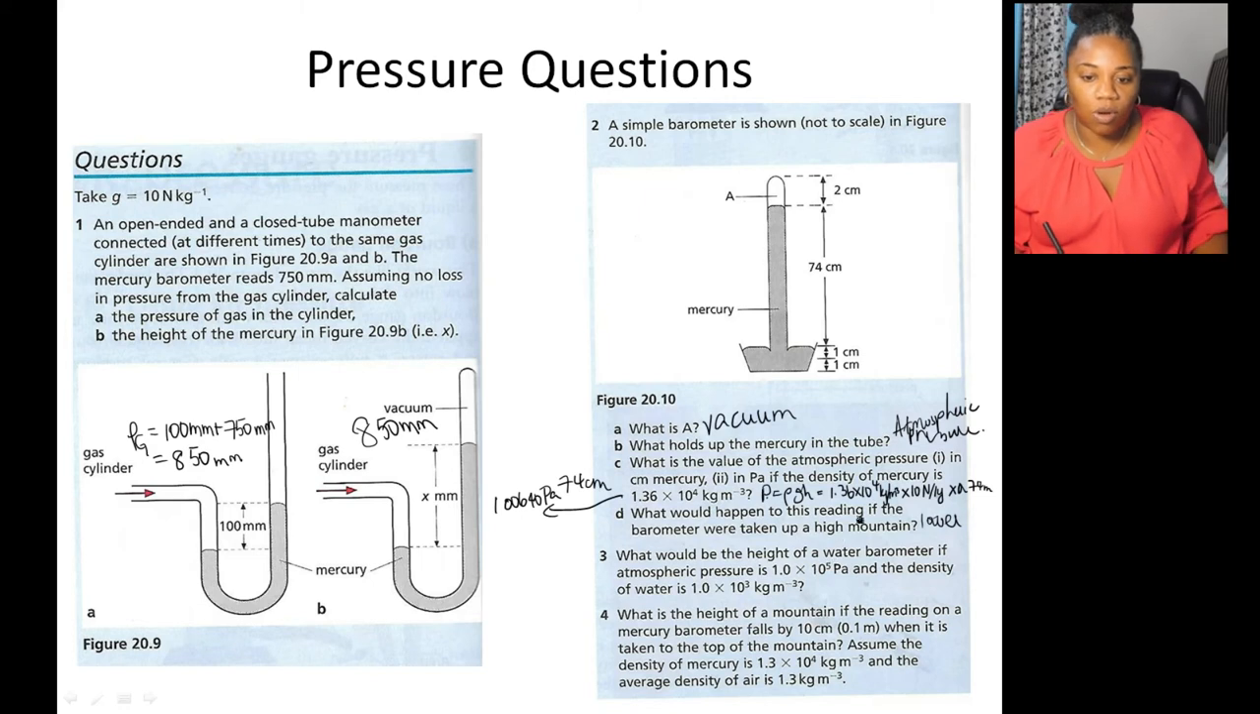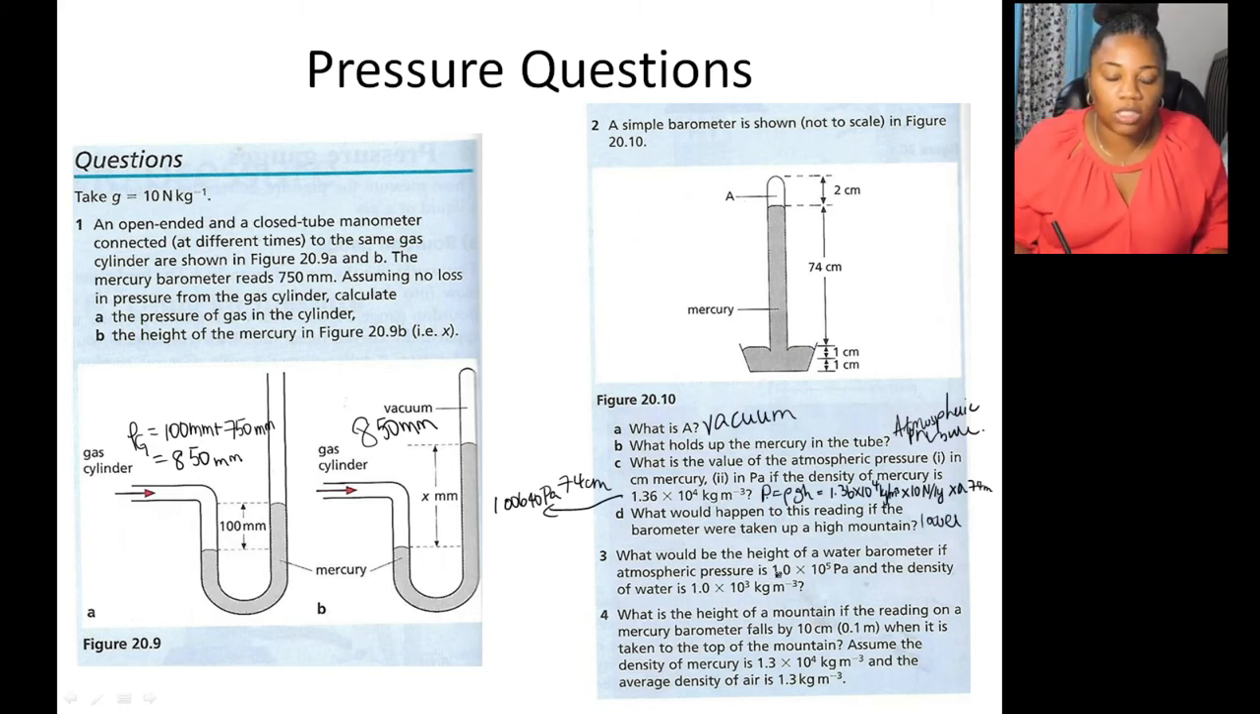What would be the height of a water barometer if atmospheric pressure is 1 times 10 to the 5 pascals and the density of water is that? So we have atmospheric pressure, we have the density, we have the gravity, but we don't have the height. So we can just say height is equal to Pa over rho g. And that will give us 10 to the 5 newtons per meter squared divided by rho, which is 10 to the 3 kg over meter cubed, times 10 newtons per kilogram.